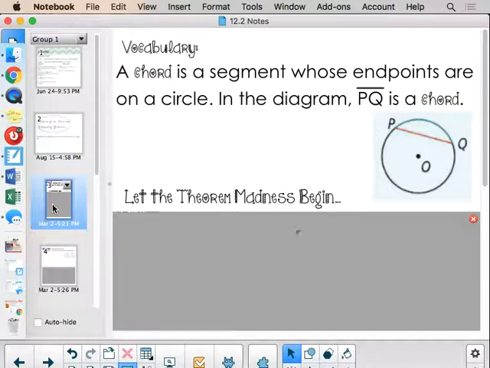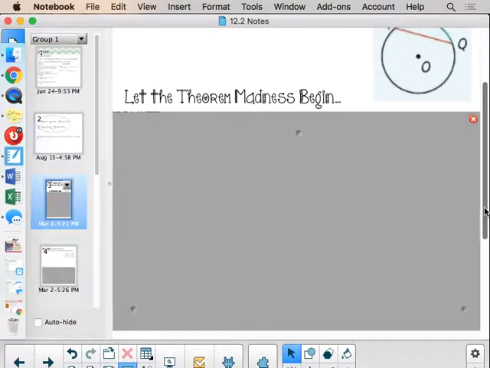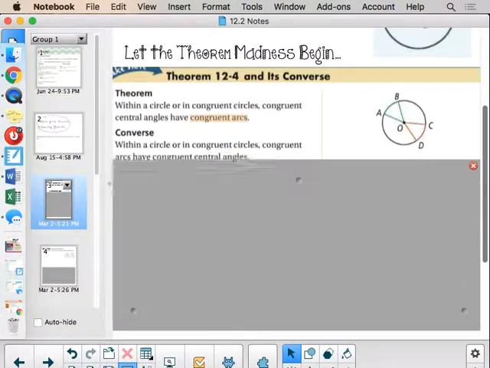Okay? Chords. I'm hoping that this lesson strikes a chord with you today because it's all about chords. A chord is a segment whose endpoints are on a circle. Specifically in this diagram, PQ, that segment is called a chord. Notice a chord does not have to go through the center. A chord just connects endpoints of a circle. Could a chord be a diameter though? Absolutely, but is every single chord going to be a diameter? No. Okay? So let me begin the theorem madness.